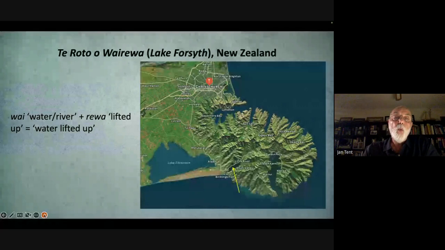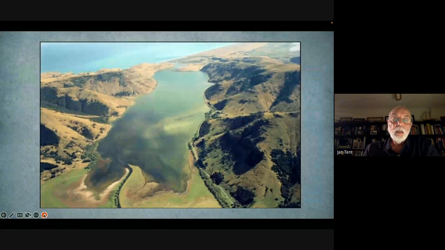And here's a picture of it. Again, the Maori must have been present when the lake, which used to be a river, was blocked off from the sea because an earthquake came and blocked it off from the sea and raised the water and raised the land. So again, the name indicates some environmental change.